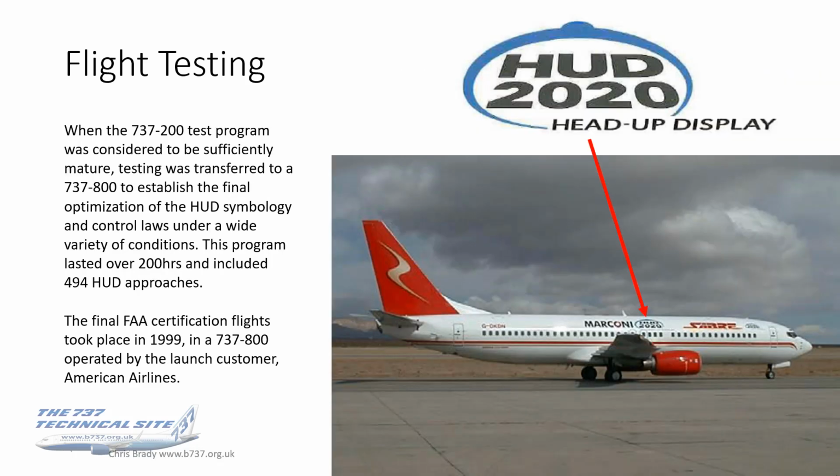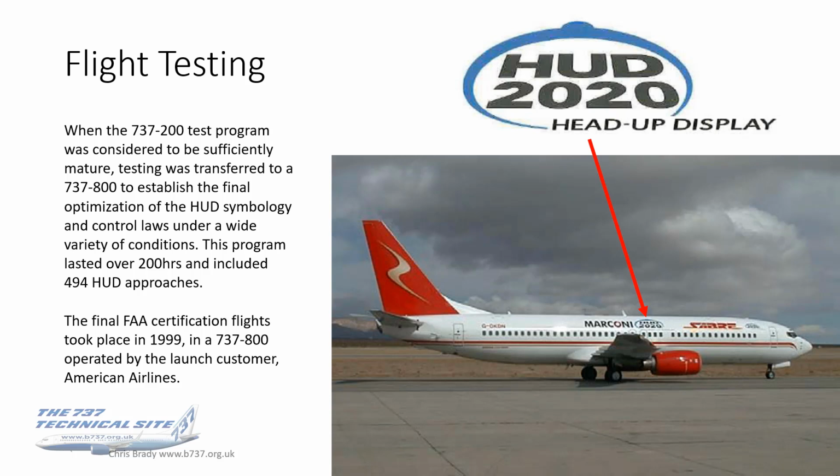When that 200 test program was considered to be sufficiently mature, they then transferred onto an 800. This is the one in the photo. It's actually Sabre Airlines of the UK. I think they had a lull in their program, and they agreed to let Marconi use the aircraft for a while.